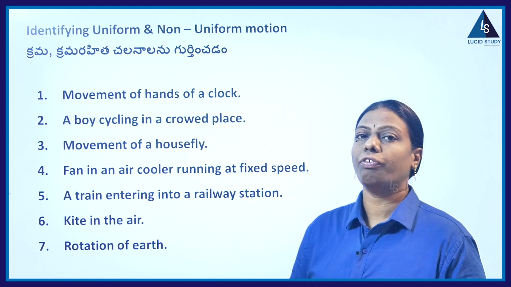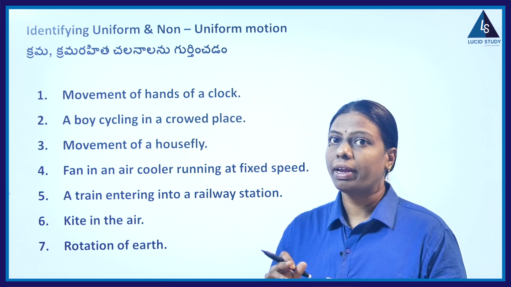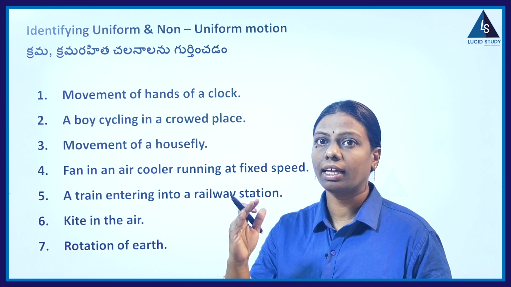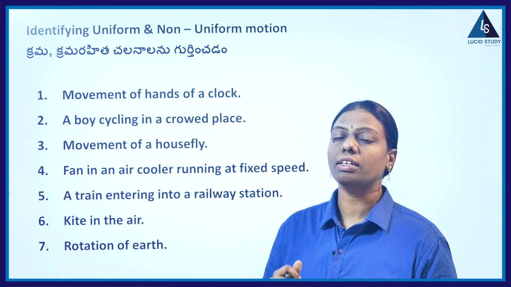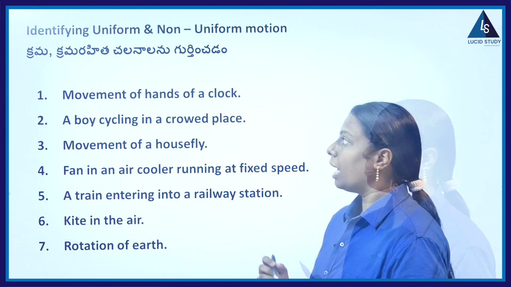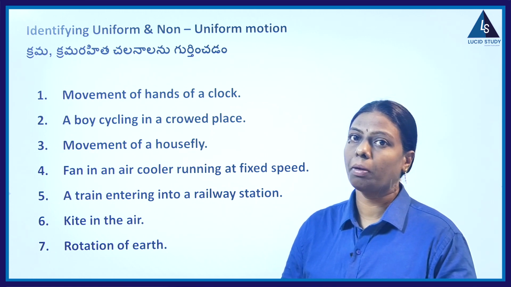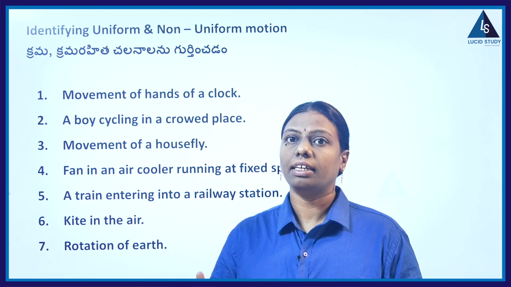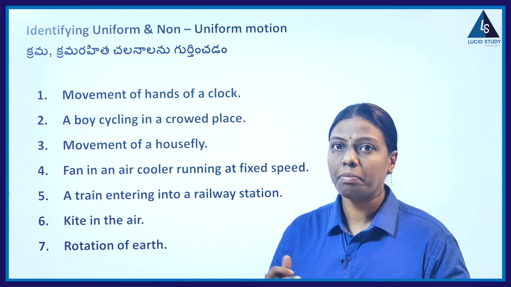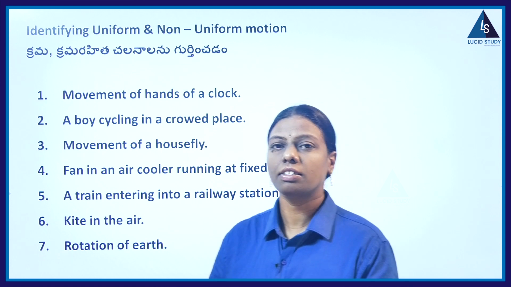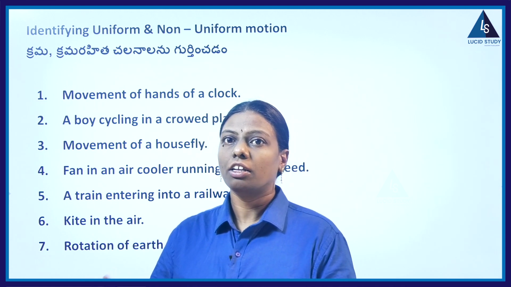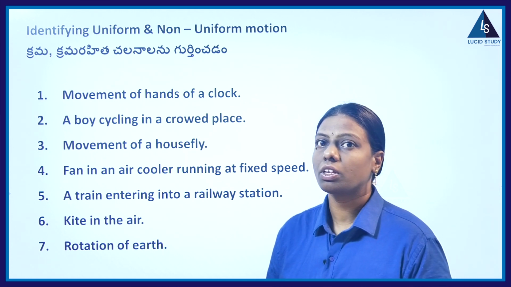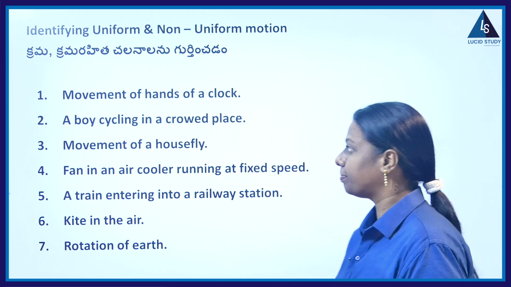Movement of hands of a clock. So hands of a clock is going to take equal distances. So it is uniform motion. A boy cycling in a crowded place. So when there is a crowded place, he may not take equal distances. Sometimes he will move, then stop there, again he will move, then stop there. So here he may not cover equal distances. So it is non-uniform motion.